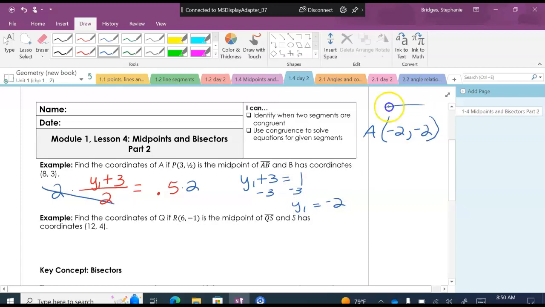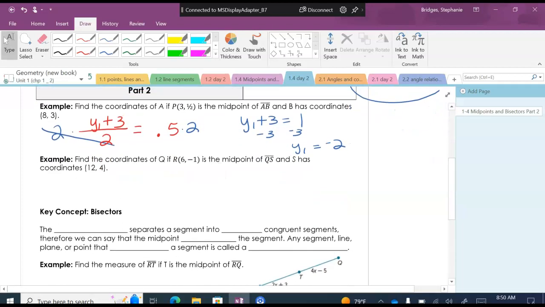So my answer to this, my coordinates for A are negative 2 and negative 2. Okay, kind of hard, especially the first time you do it, right? We're going to do it again. Take a look at that second example. So again, I'm going to do this on here again so it's on the video. My segment is QS. My midpoint is R. Q is what I'm looking for, so I'm calling that X1, Y1. R is 6, negative 1. S is 12 and 4.